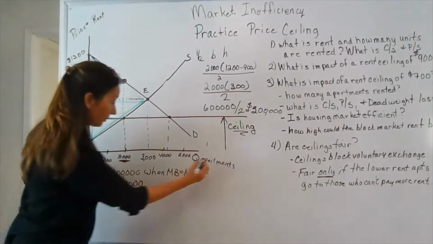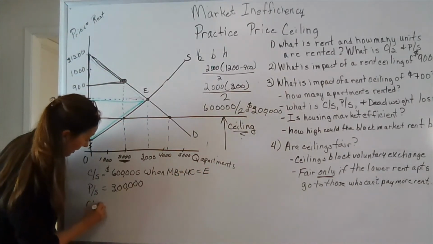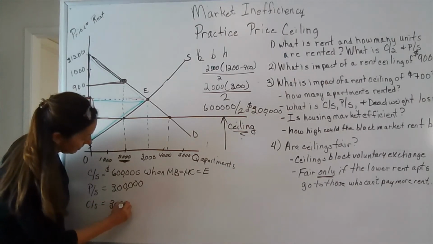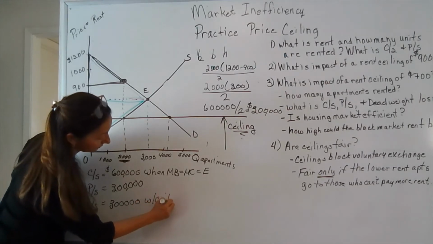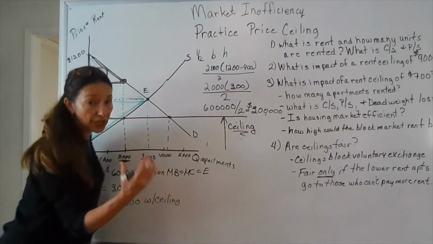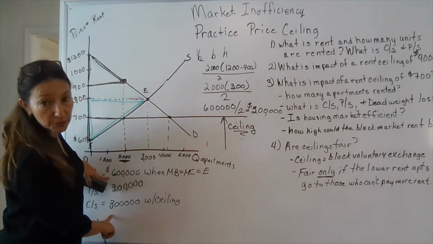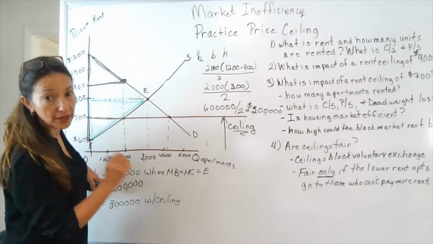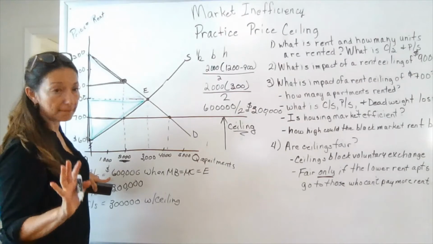So let's put over here for our notes, consumer surplus equals 300,000 with ceiling. And so the change has been a drop of consumer surplus of 600,000 minus 300,000. That's a reduction of $300,000 in value that you, the consumer, you, the apartment renter, would normally get.